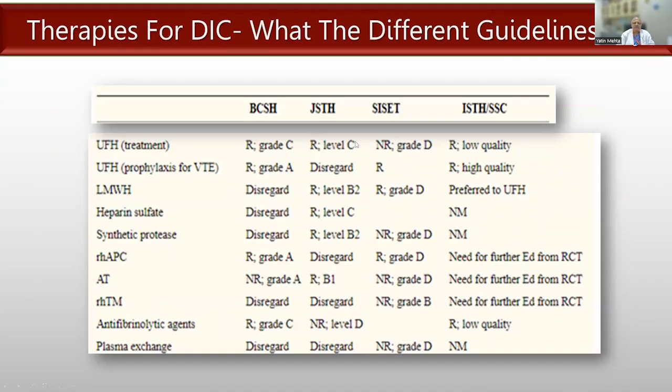This is the British Society, this is the Japanese Society, this is ISTH. Unfractionated heparin, recommended. Prophylaxis for VTE, recommended. Low molecular weight heparin, not recommended, referred to unfractionated heparin. Activated protein C, recommended, but needs further study according to ISTH. AT and thrombomodulin, again, recommendations need further studies, but the Japanese Society recommends AT, antithrombin. Plasma exchange, no role to play, and antifibrinolytic agents recommended by the British Society and ISTH.